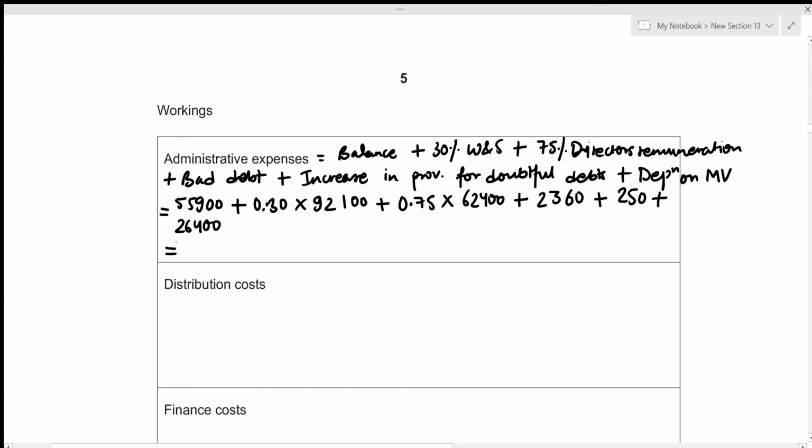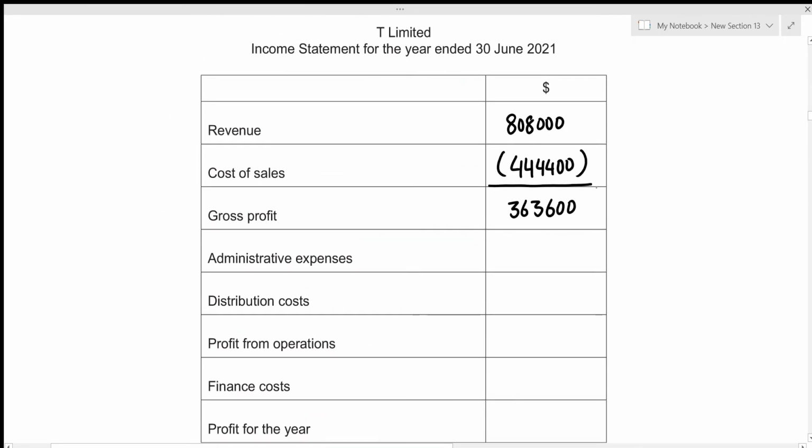Okay, so the total for administrative expenses is going to be 55,900 plus 0.30 times 92,100 plus 0.75 times 62,400 plus 2,360 plus 250 plus 26,400, which gives us the total of 159,340. So we will be writing this amount in our income statement. Let's do that. 159,340. And since this is an expense, we just write it in a bracket indicating that this needs to be subtracted from the gross profit.